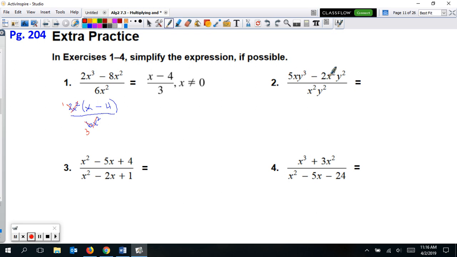Okay, number 2, we'll look at the same idea. We want to factor out any common factors. There's nothing between the numbers 5 and 2, but we do have some x's in common, so we can factor out an x, just one x. This has only one x to give, so we can factor out an x.